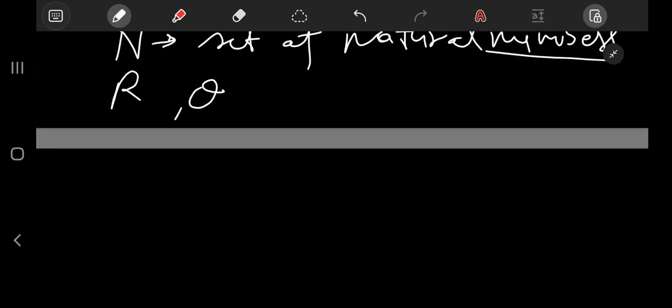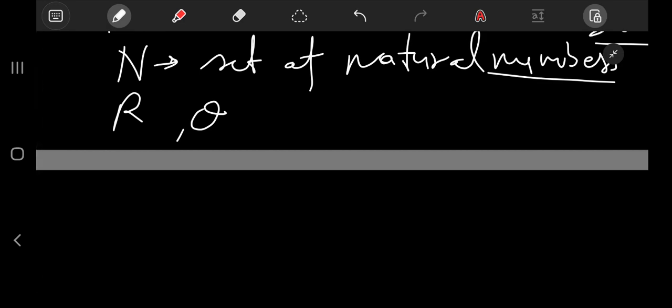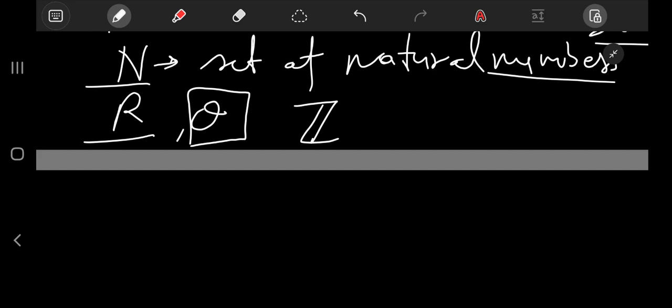We denote a set by a capital letter. We can give any name according to our choices, but there are specific names for some selected sets: set of natural numbers we write N, set of real numbers we write R, set of rational numbers we write Q, set of integers we write Z. These characters have been in permanent use for thousands of years.